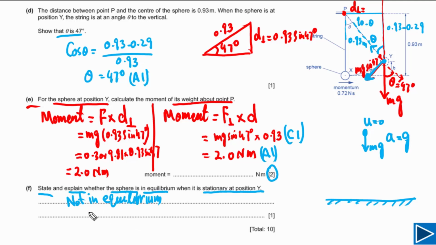Now you need to explain why. Simply you can say there is a resultant force acting on the sphere. So if you write down this one, why is it not in equilibrium? Because there is a resultant force acting on the sphere. You will get 1 mark for this question. This is how we can approach. So there is a resultant force because the direction of motion is changing, and that resultant force is equal to the component of the weight.